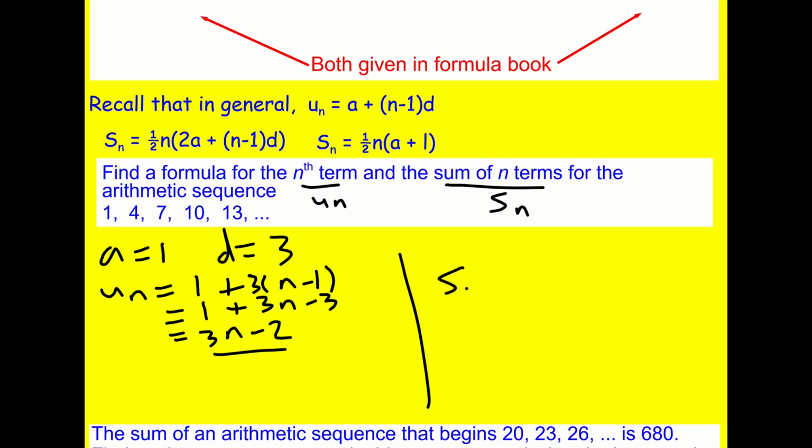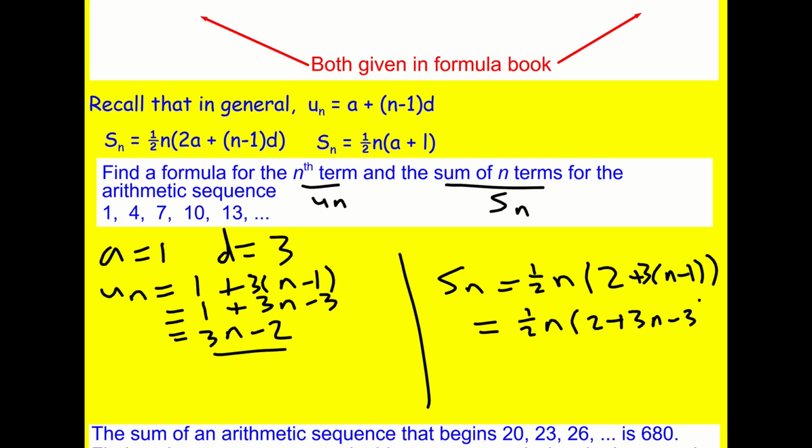But what about Sn? Well, it's the same kind of thing, but now I'm going to use this formula that we've derived. It's going to be a half n, and then 2 lots of a is going to be 2, plus n minus 1 times 3, so I can again put the 3 there. Now, best to simplify this a little bit. It's going to be a half n times 2 plus 3n minus 3, so it's a half n times 3n minus 1, and I'm happy with it like that.